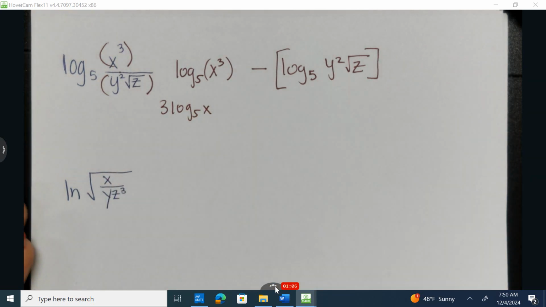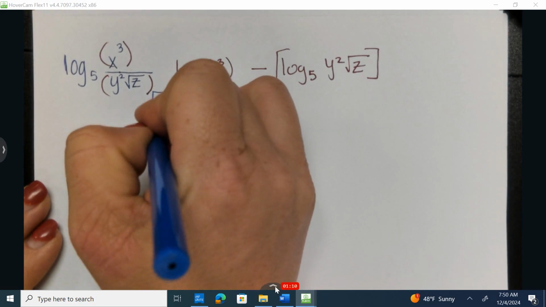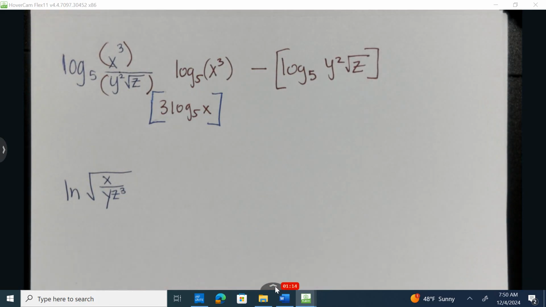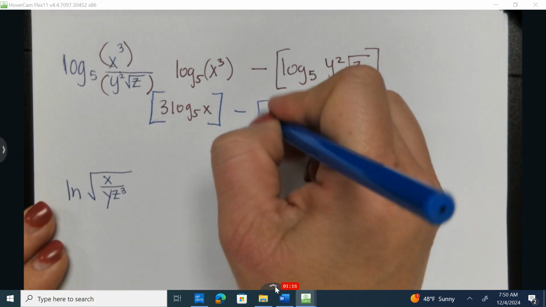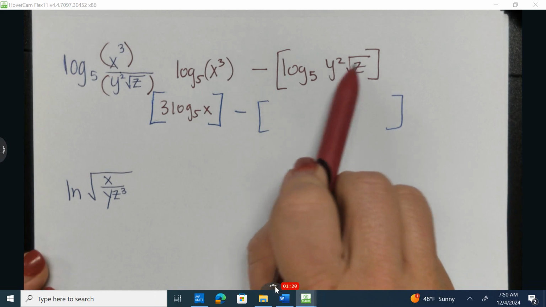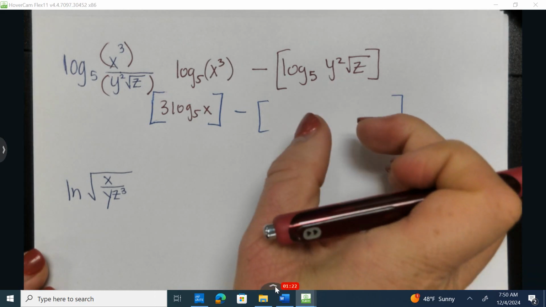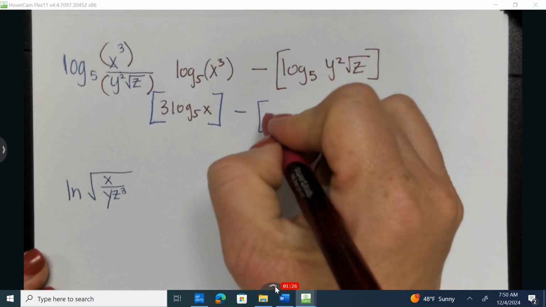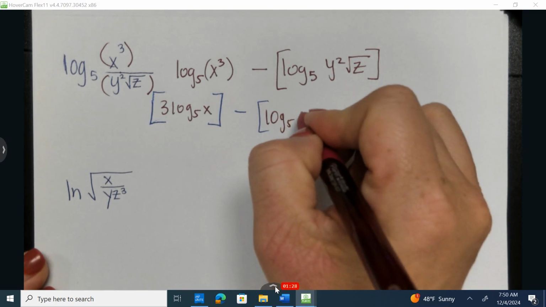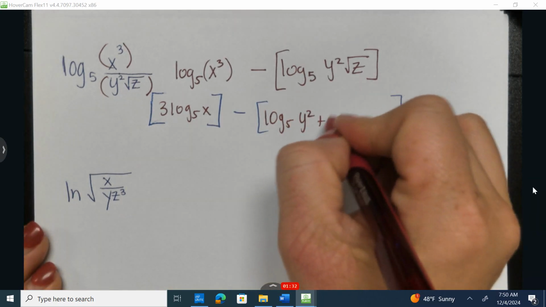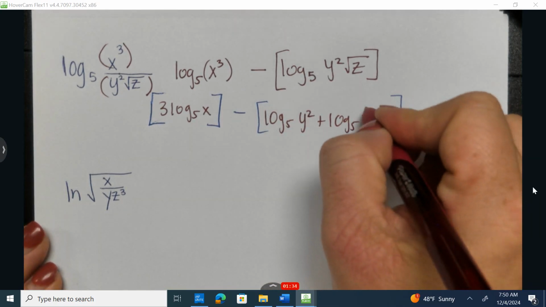And in the past, I do remember that some students feel more confident putting brackets or parentheses around both the numerator and the denominator. So there's my numerator, and now I'm going to work on the denominator in back. These 2 quantities are multiplied, and so when I expand it, multiplication is going to turn into addition. Log base 5 of y squared plus log base 5 of the square root of z.